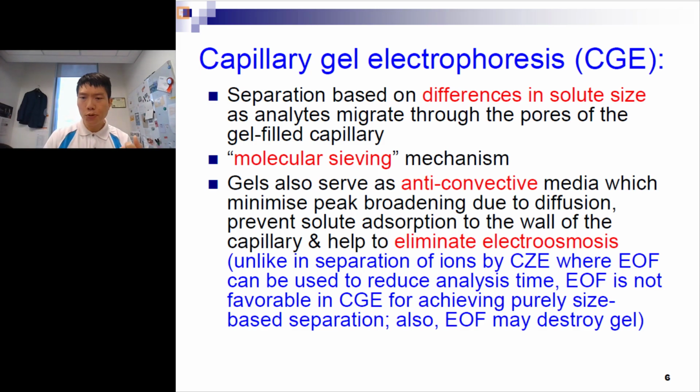So in the CZE, capillary zone electrophoresis, you can reduce the analysis time by having a higher EOF here. But in capillary gel electrophoresis, your EOF can cause problems in two ways. What are they? The first problem is that it may affect the separation if you want a purely size-based separation. Another problem is that if your EOF is large enough, it may destroy the gel. Because you have the EOF, the force that pushes through, and the gel is not rock solid. So the force is enough to break the gel, and once it's destroyed, you can't use it anymore. Okay, so take note.